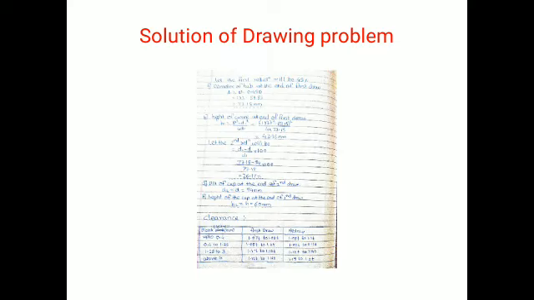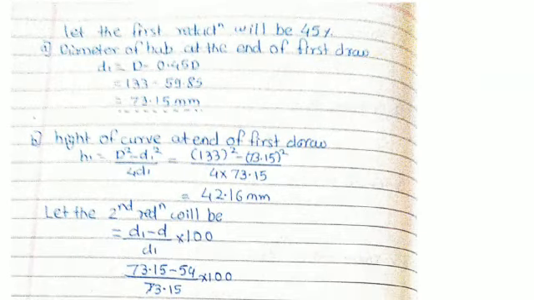Let the first reduction be 45%. Therefore, the diameter of the cup at the end of the first draw, small d1, is found by reducing capital D by 45%: capital D minus 0.45 into capital D, which comes out to be small d1 equal to 73.15 millimeters.